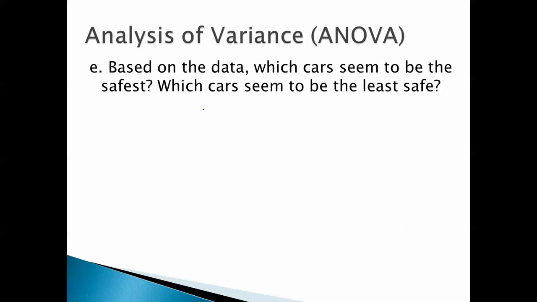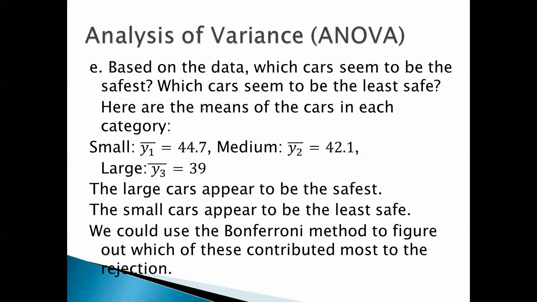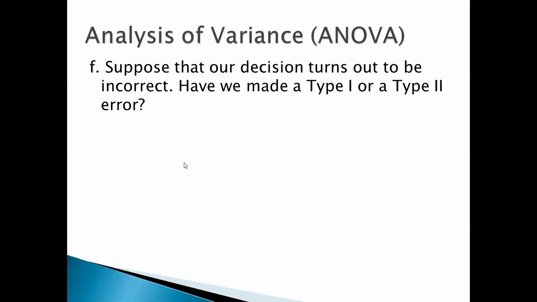Based on the data, which cars seem to be safest? Which cars seem to be least safe? Here are the means of the cars in each category. For the small, chest deceleration average 44.7, 42.1 for the medium, 39 for the large. So the large cars appear to be the safest, and the small cars appear to be the least safe. We could use the Bonferroni method to figure out which of these contributed most to the rejection, but that's beyond the scope of the course. We're not going to talk about that.